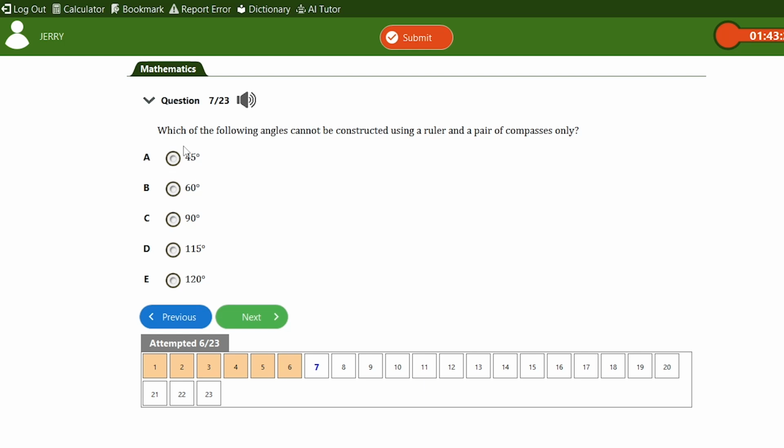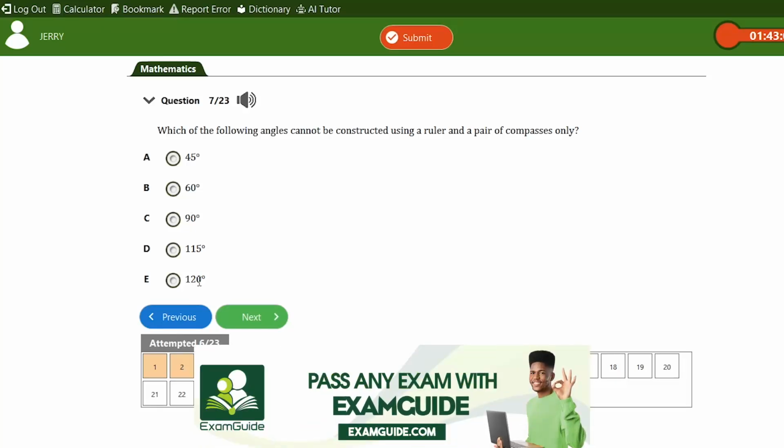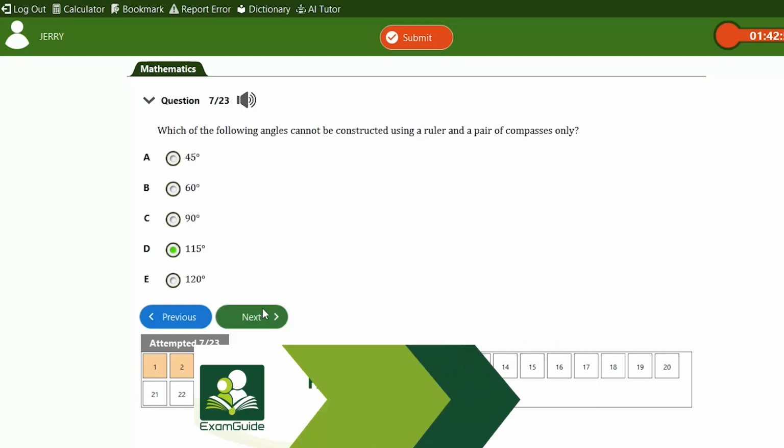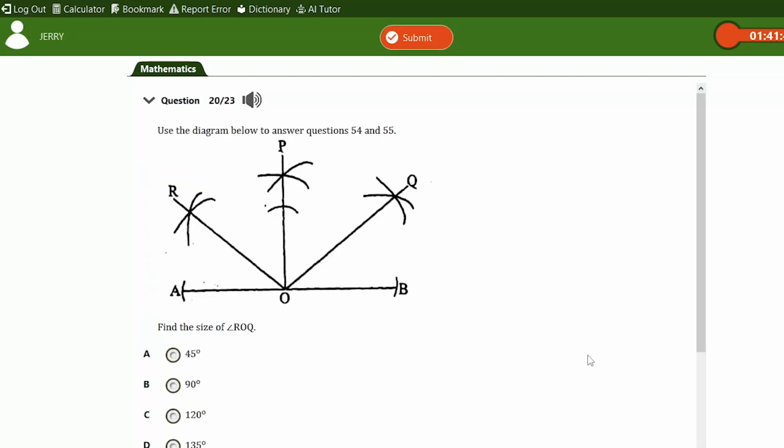Then this says, which of the following angles cannot be constructed using a ruler and a pair of compasses only? 45 can be constructed, it is a special angle. 60 can be constructed, it is a special angle. 90 can be constructed, it is a special angle. 120 can be constructed, it is a special angle. But 115 cannot be constructed, it is not a special angle. All right? So 115 cannot be constructed. Okay. So let's look at this question.